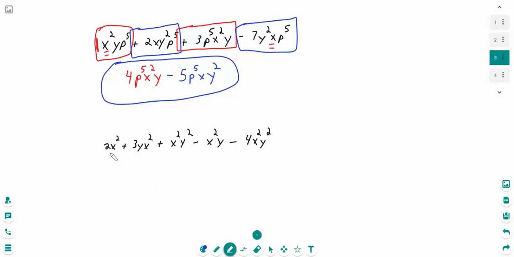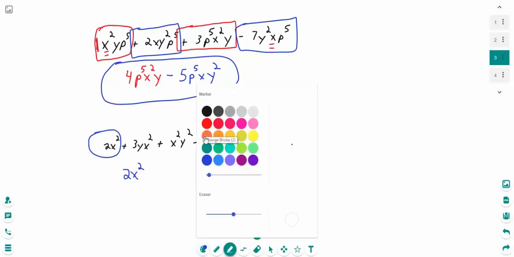So if I've got 2x squared, we're looking for like terms here. 2x squared, do we see any others that are like to that? Well, this has an x squared, which is great, but it also has a y. This one doesn't, so that's not a like term. This one, for the same reason, has an x squared, but it has a y squared. This one has an x squared, but it has a y. This one has an x squared and a y squared, so nothing matches with this 2x squared. So he's all by himself. So he's just going to stay 2x squared.